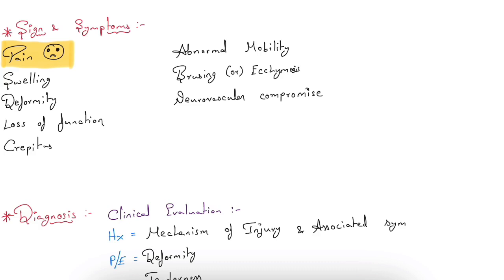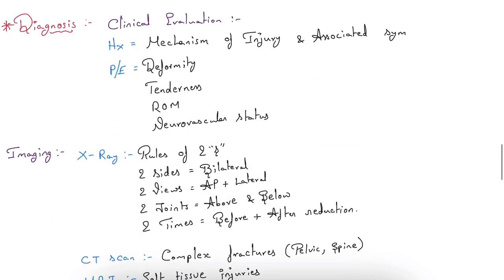Sorry. Okay. Next, how can we diagnose the fracture? First one, clinical evaluation. In clinical evaluation we have to understand how the mechanism of injury happened. Based on that injury we can easily find out the fracture without imaging. Some associated symptoms also, like pulselessness, where the fracture happened, everything we can easily understand. In physical examination we can see deformity, tenderness, decreased range of motion, and neurovascular status.